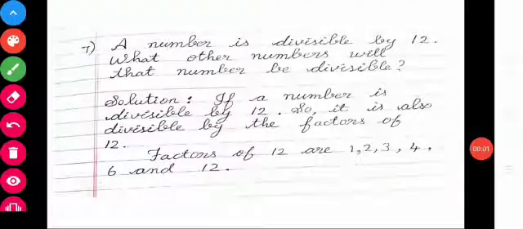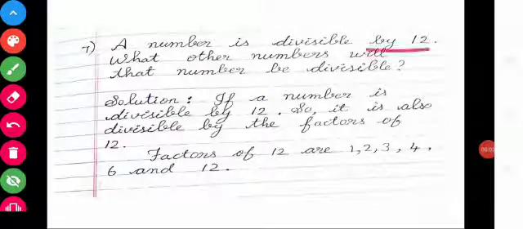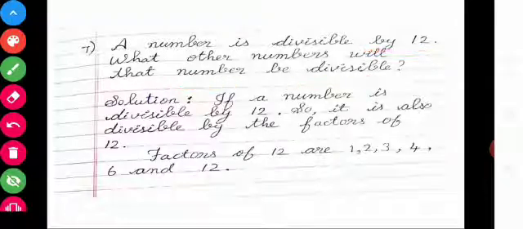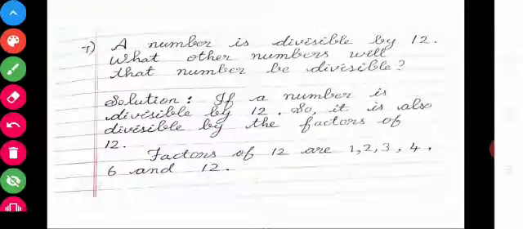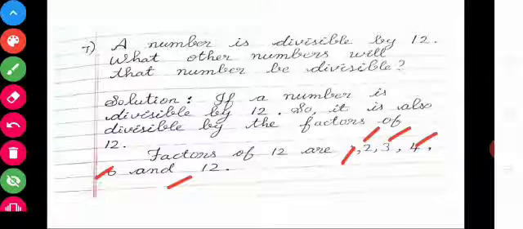The next sum: a number is divisible by 12. By which other numbers will that number be divisible? See the solution. If a number is divisible by 12, it is also divisible by the factors of 12. Factors of 12, what are they? 1, 2, 3, 4, 6 and 12.